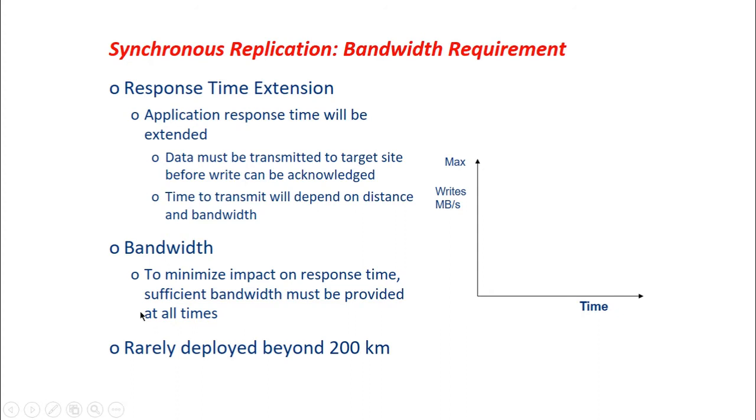To minimize the impact on response time, sufficient bandwidth must be provided at all times, because every time data is written to the source, it will immediately also be written to the target. To ensure smooth synchronous remote replication, sufficient bandwidth must be provided at all times. Synchronous remote replication is rarely deployed beyond 200 kilometers between the source site and the target site. Only if it is within 200 kilometers is synchronous remote replication preferred.